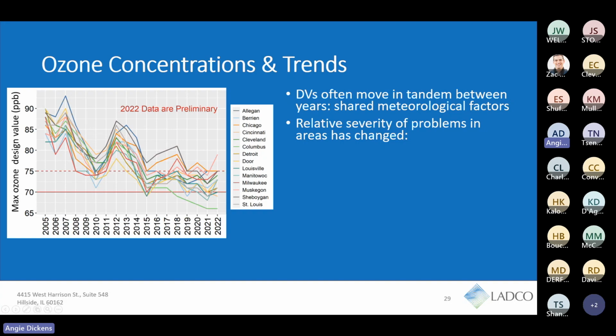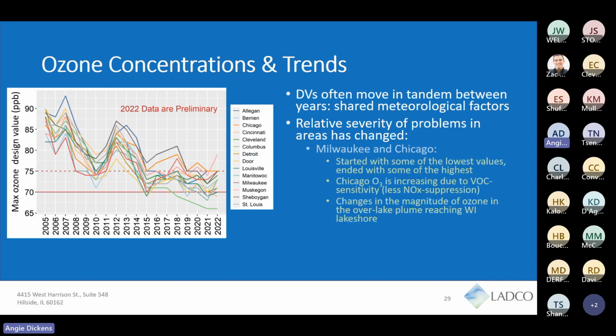2010, well, this is a design value, it's a 3-year value, but we had cooler weather in 2009 and 2010, and this is during the recession as well. So that affected everywhere. So generally, the patterns kind of track across the whole region. But the relative severity of the problems in different areas has changed.